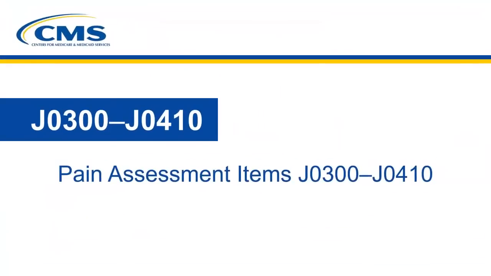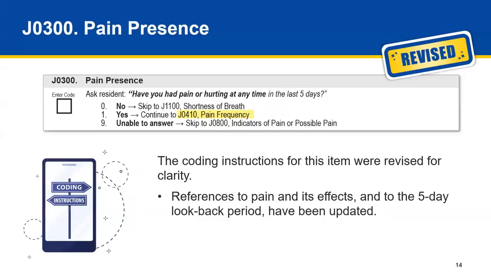Let's take a look specifically at pain assessment items J0300 through J0410. The screenshot for J0300, pain presence, has been updated to reflect the renumbering of J0400 to J0410. The coding instructions for this item were revised for clarity. References to pain and its effects and to the 5-day look-back period have been updated.